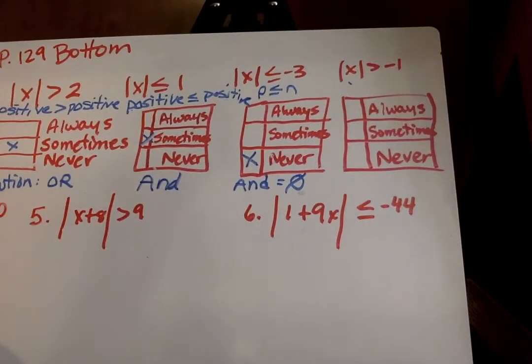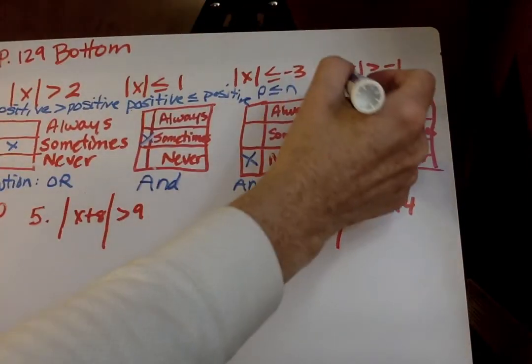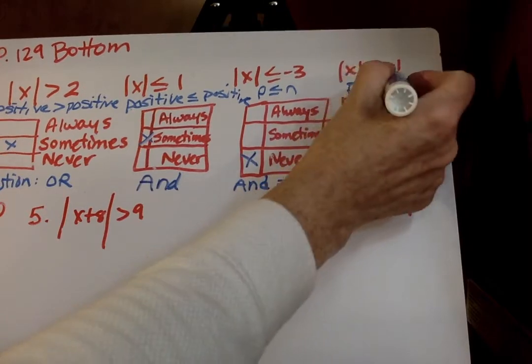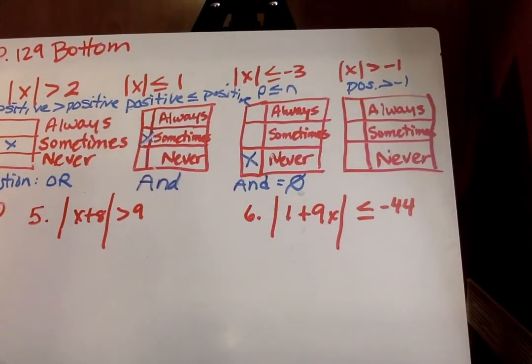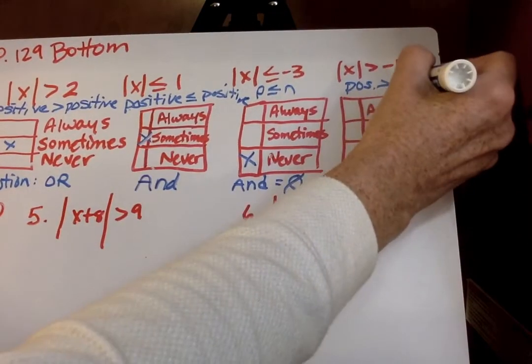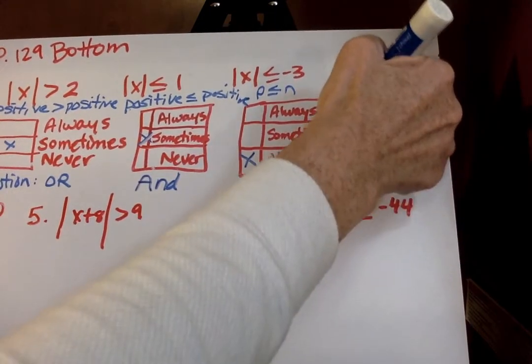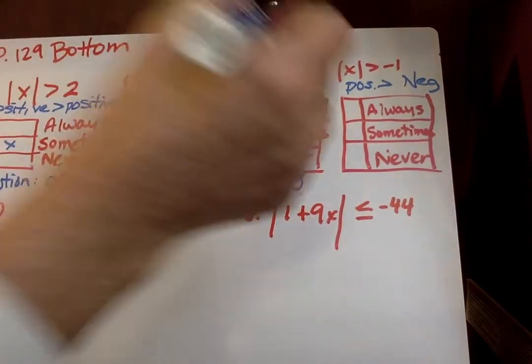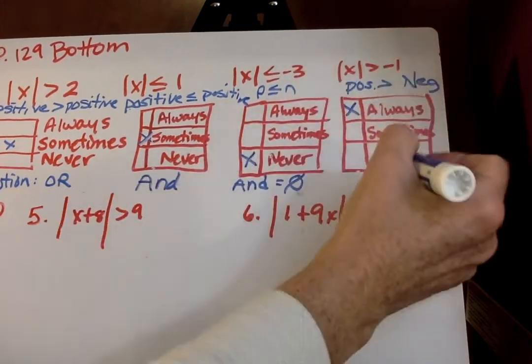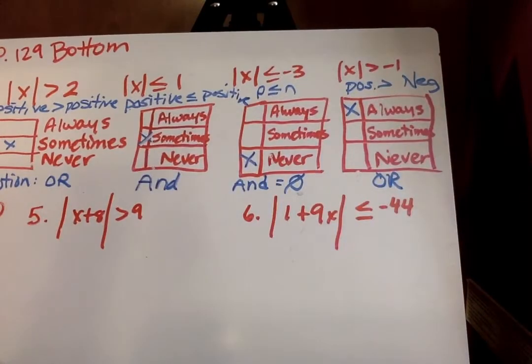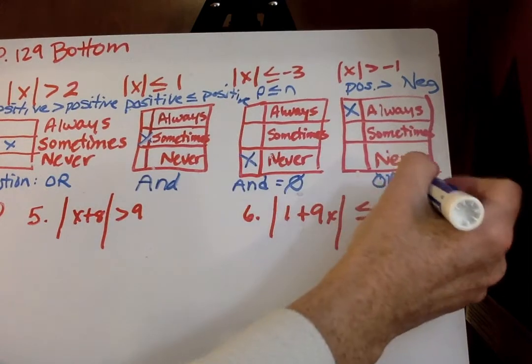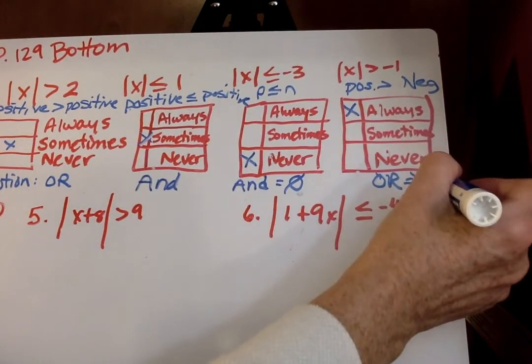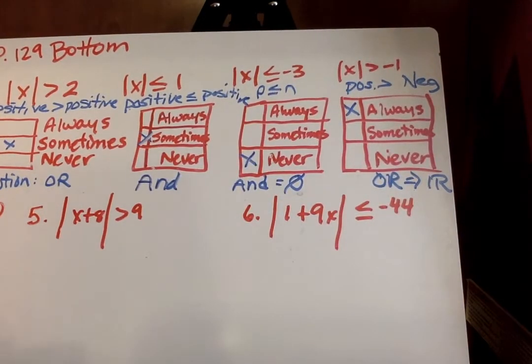Last one, absolute value of x greater than negative 1. Is positive greater than negative? Oh, I should put negative. And the answer to that is always. And if it's greater than, it's an or. So that is going to end up being all real numbers. Okay. All right. Let's move on to page 130 and go ahead and do number 5 and number 6.